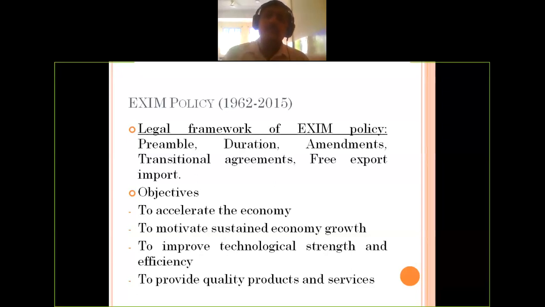These are all the objectives associated with the EXIM policy. So with this note, we have completed the legal framework as well as the objectives of EXIM policy.